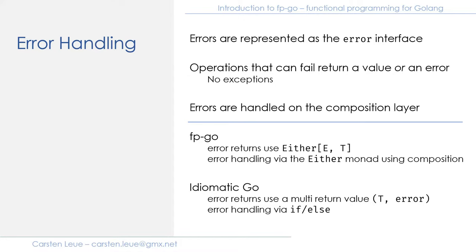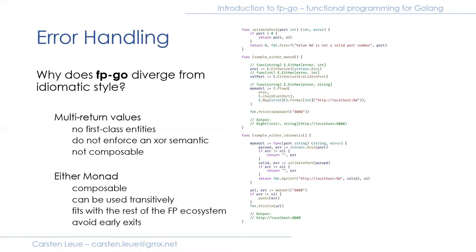In fp-go, this is where we deviate from the idiomatic Go style, because in fp-go, we represent errors via an Either data structure, with this E, which is either an error or the actual value. And then we use the composition functions like map, filter, compose, chain, whatever, to handle these errors instead of doing this via if-else statements. The example can be seen here.